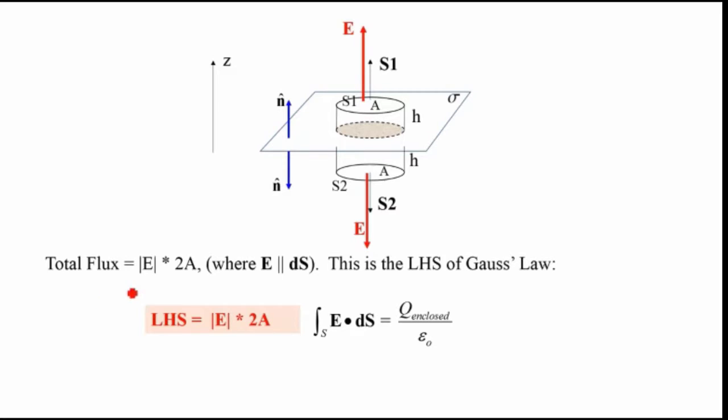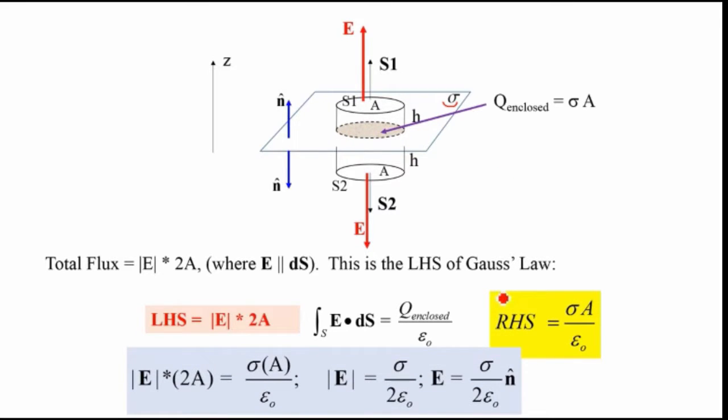The total flux is equal to this. That's the left-hand side of Gauss's law. So now we're going to attack the right-hand side. Well, that's pretty easy because the Q enclosed is just equal to the area of the intersection of the pillbox with the charge sheet times sigma. Sigma, remember, is a constant. It's the same value over the entire surface.